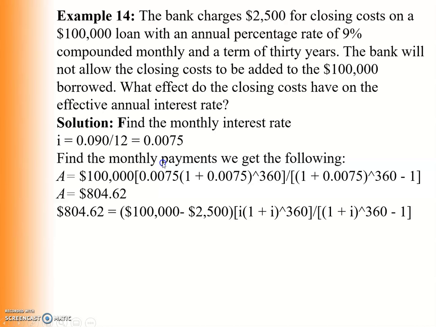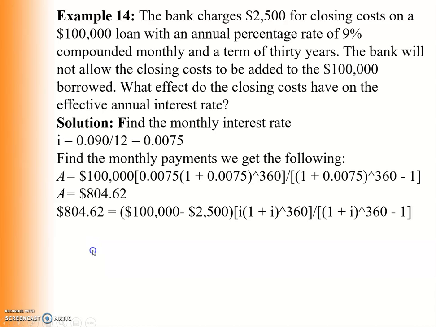In this case, first of all, we can find the monthly interest rate, which is 0.75% per month. And then we can find the monthly payments. We get the following: the monthly payment is $100,000 multiplied by the interest rate times (1 plus i) to the power 360, divided by (1 plus i) to the power 360 minus 1. So the monthly payment would be $804.62.